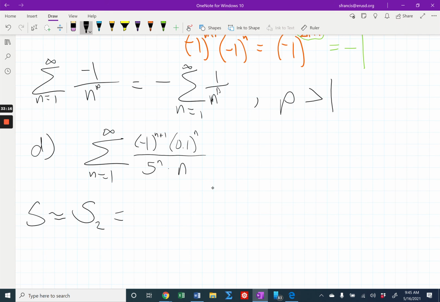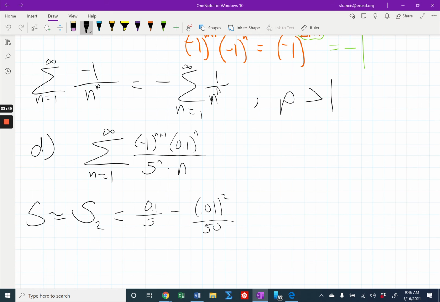So I plug in 1. I'm going to get negative 1 to the second power, so it's going to be positive. And I get 0.1 to the first power over 5. And then if I plug in 2, I'm going to get a negative, because I'm going to have 3 as the exponent, so it's going to be minus 0.1 squared over 5 squared times 2, which is just 50. Literally, you could stop there. If you want to simplify it, you can, but that's the first part. Okay, so s is approximated by the first two terms of the series.